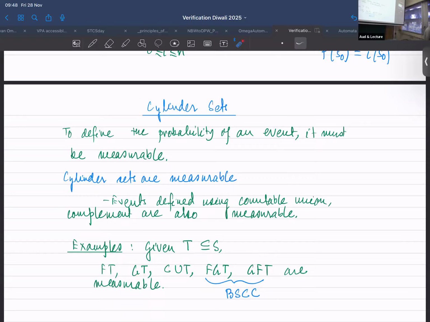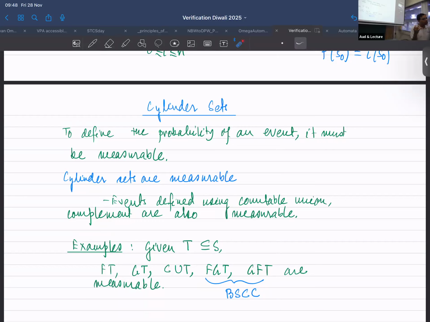So we did not discuss all of them. We just looked at this one example, but you can try to figure out eventually globally T, globally eventually T, globally T. All these events are in fact measurable, right? So how do you do that? Essentially you have to express them using the cylinder sets.